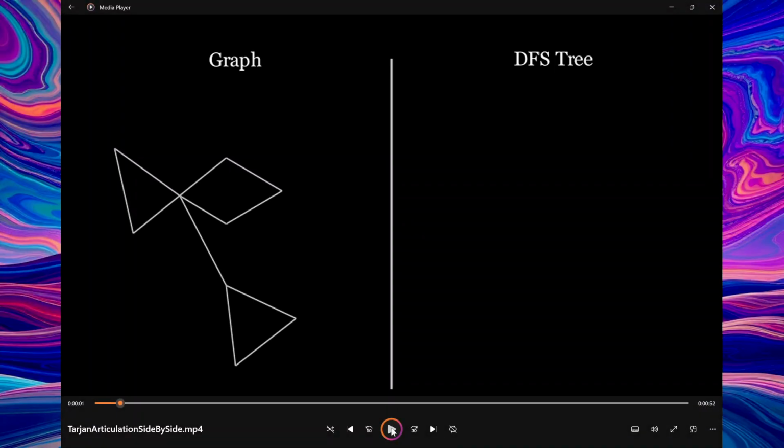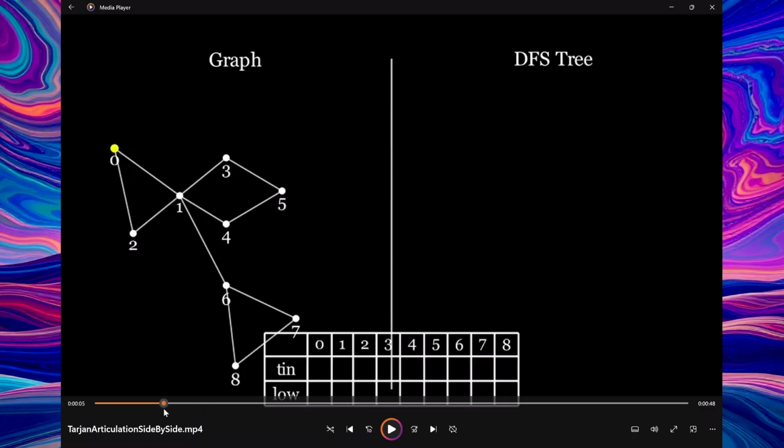Anyways, let's take a look at the actual algorithm. It's a bit long, so I'm just going to go over it step by step. I guess I need to explain one more thing. How do we find this articulation point, right? We're going to be keeping track of two things. Let me pull up the table. As you can see, we have T in and we have low.